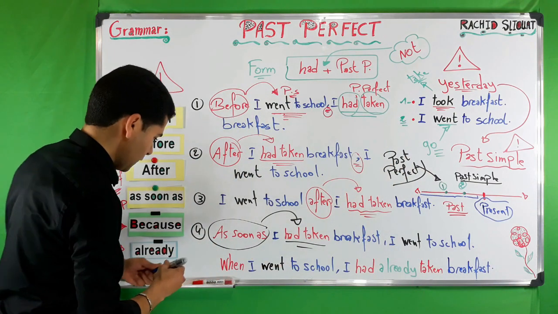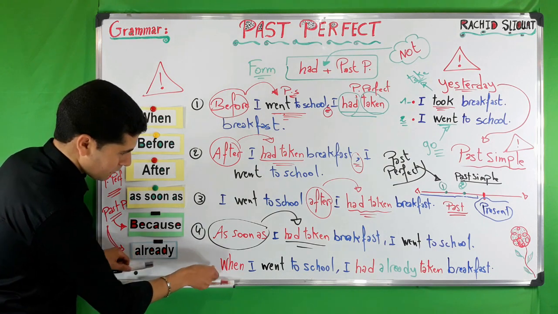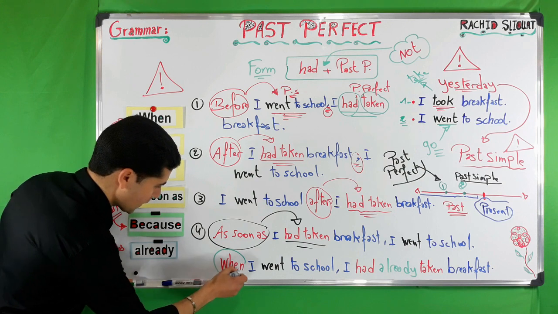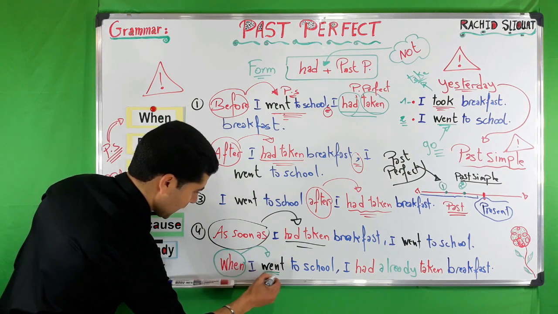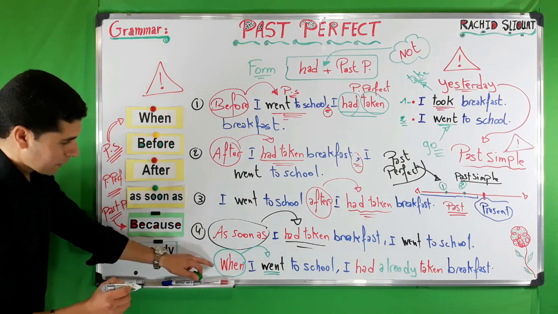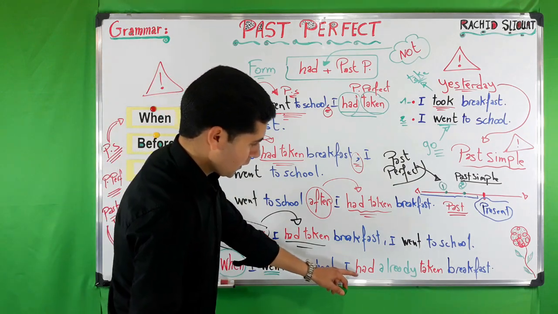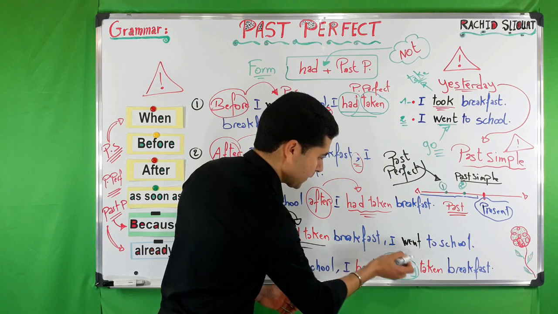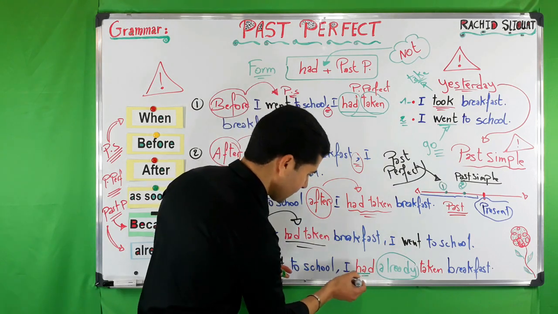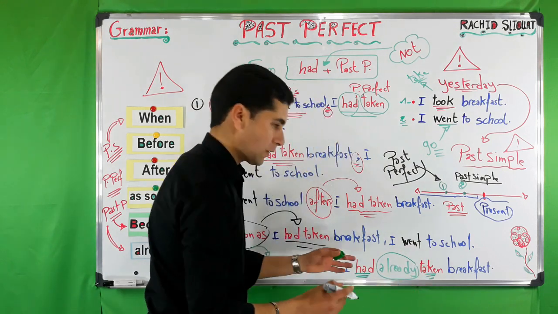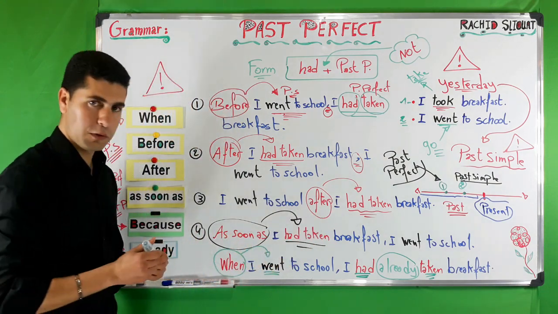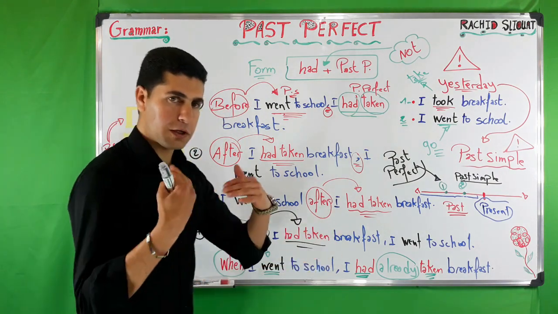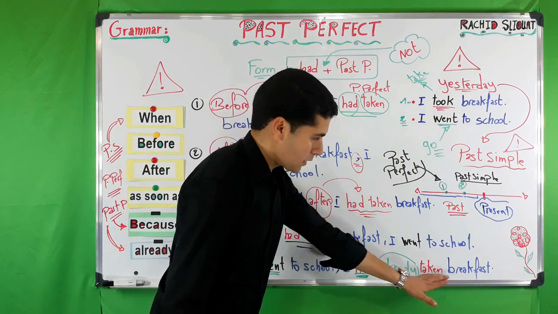Now look here. As I said, when is with the past simple, right? And look here, already is with the past perfect, but it is between had and taken. It's always in such form. So when I went to school, I had already taken the breakfast.